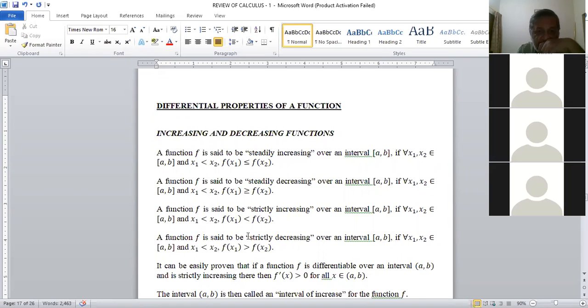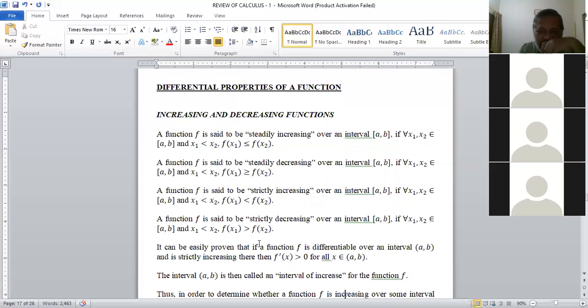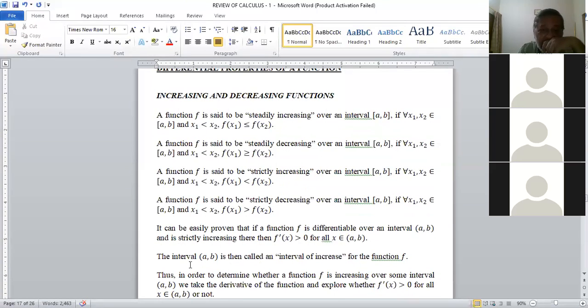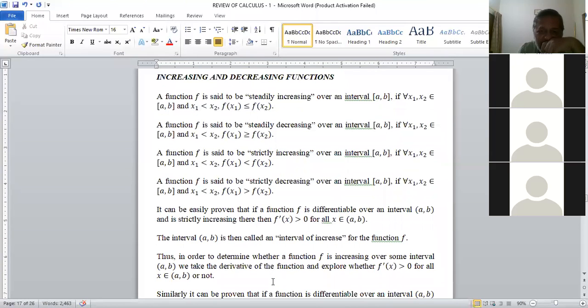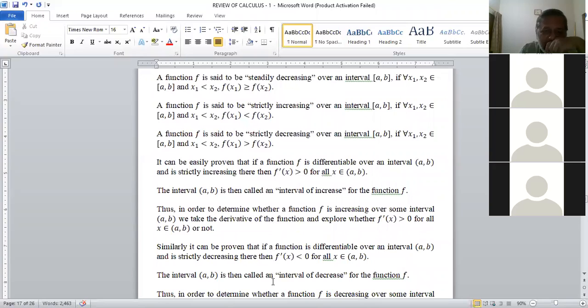It can easily be proven that if a function which is strictly increasing or strictly decreasing is differentiable, then it is continuous over the interval AB. If it is strictly increasing, then the derivative must be positive. When the function is going like this, from bottom to top, the slope of the tangent has to be positive. And when it is strict, we say that the interval AB is the interval of increase for the function. Similarly, the interval of decrease can be defined, where the derivative will be negative. Okay.